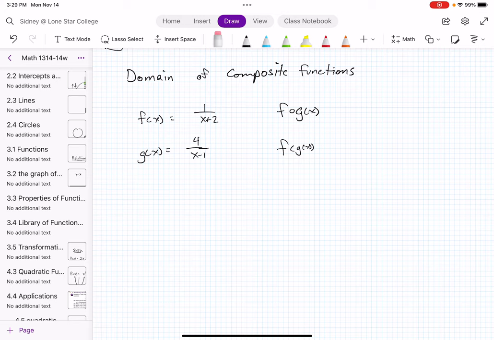So in this video, we're going to talk about the domain of composite functions. We've talked about the domain of lots of other functions. We're also going to talk about domain in the context of composite functions.